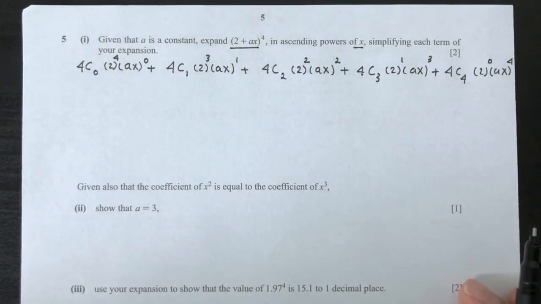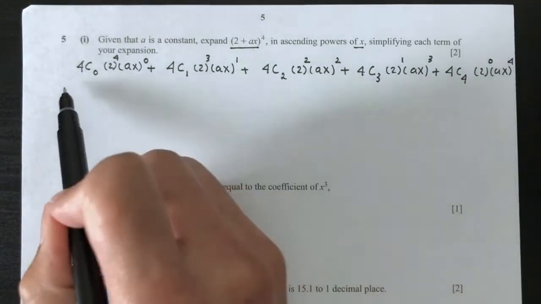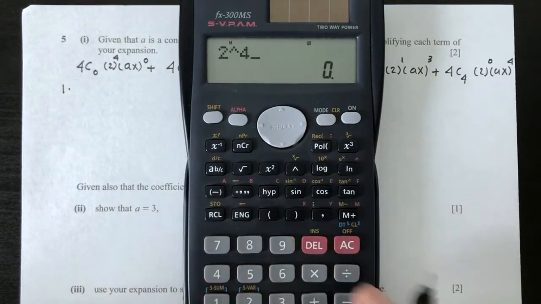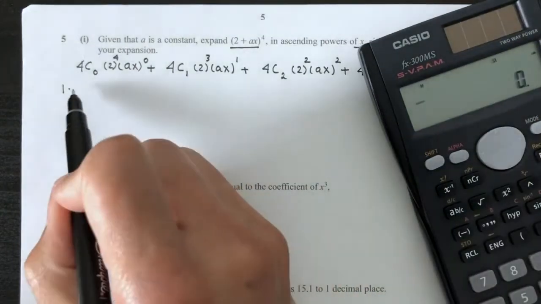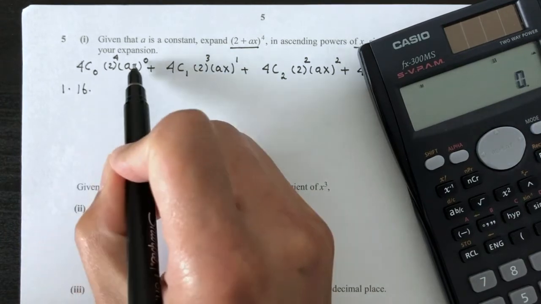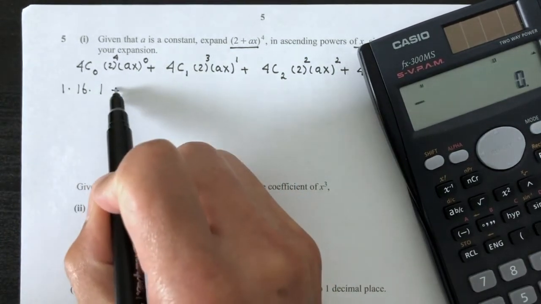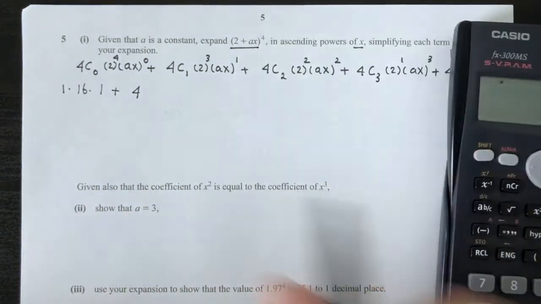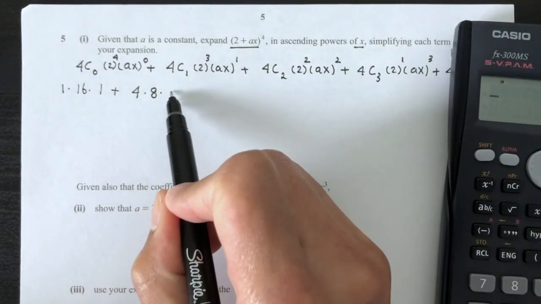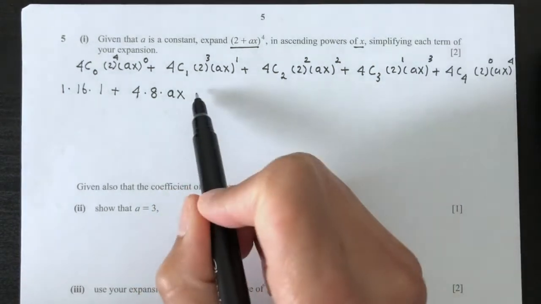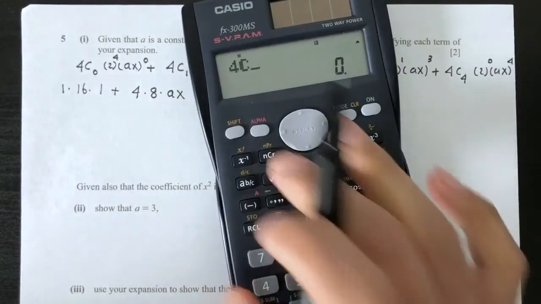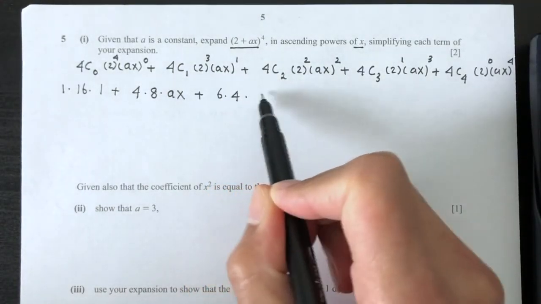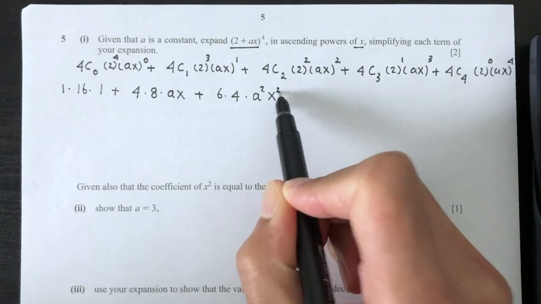Now we have to simplify one by one. So 4 choose 0 is 1. 2 power 4 should be 32. Let's check. 16 actually. Wow. See, I almost made a mistake. 16. This power 0 should be 1. Plus 4 choose 1 is 4. You can check. 4 choose 1 is 4. 2 power 3 is 8. And this is ax. And then 4 choose 2. 4 choose 2 has to be 6. 2 power 2 is 4, and then that will be a square, x square.